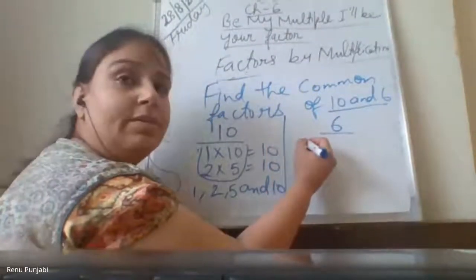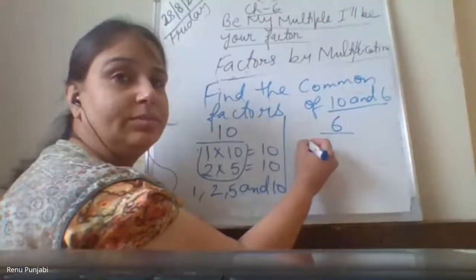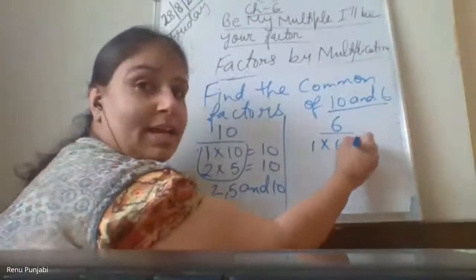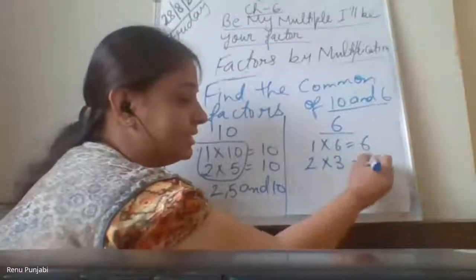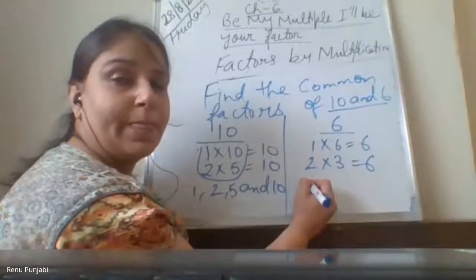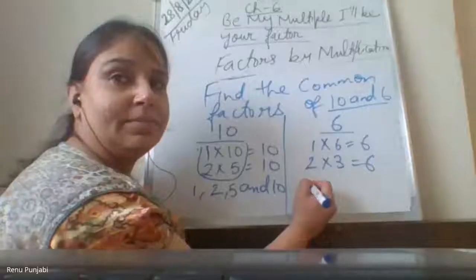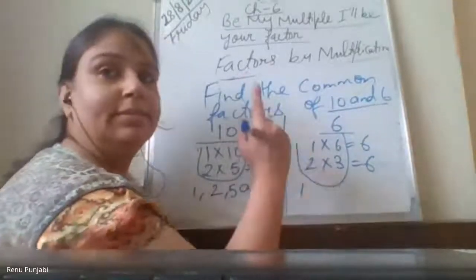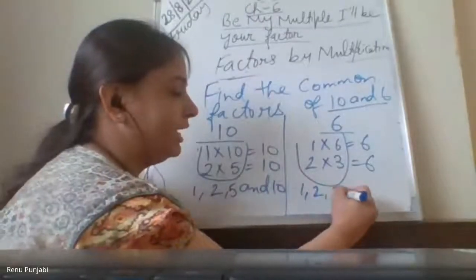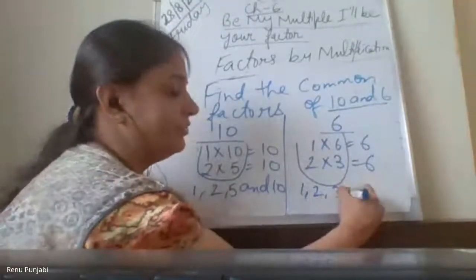Arush, tell me which will be the first factor of 6. 1 into 6 is 6. Vedansh, next factor. 2 3s are 6. 2 into 3 is 6. Next. 3 2s are 6. Do we write 3 2s are 6 here now? No, ma'am, because it is repeating. Yes. So we take the U method, U turn. 1, 2, 3, and 6 are the factors of 6.